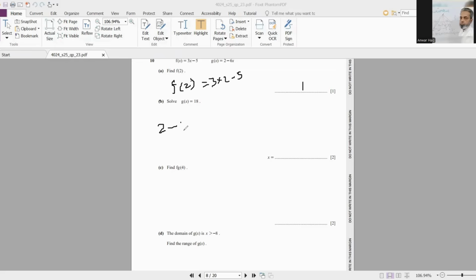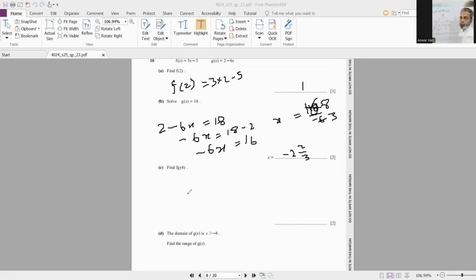So 2 minus 6x equals 18. Minus 6x equals 18 minus 2. Minus 6x equals 16, and x equals 16 over minus 6. 2 eights are 16, 2 threes are 6. This is improper, so it is minus 2 whole 2 over 3.